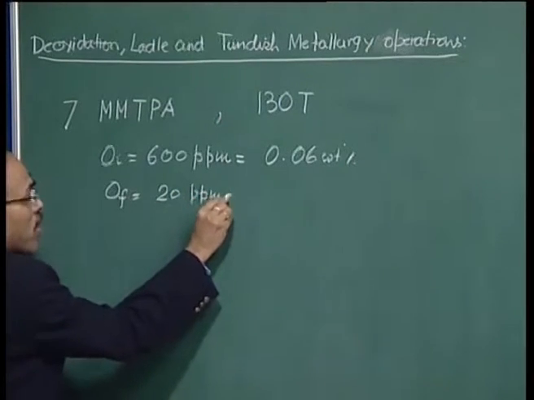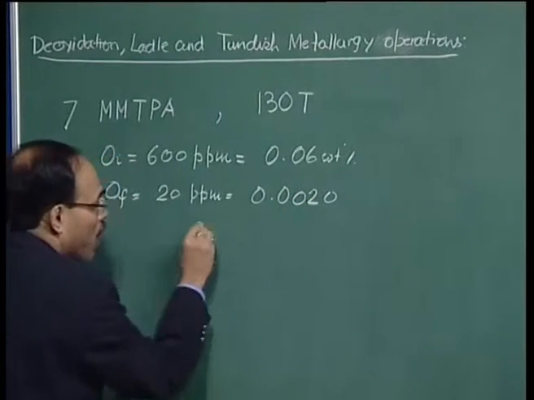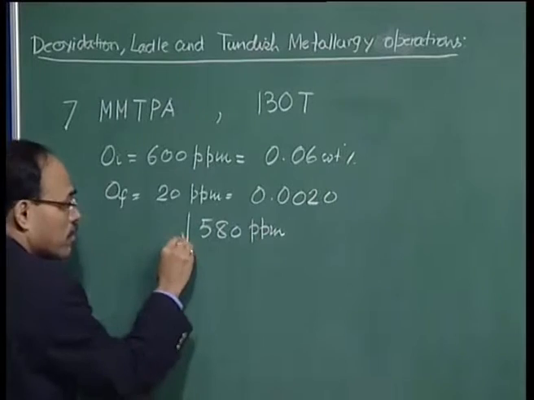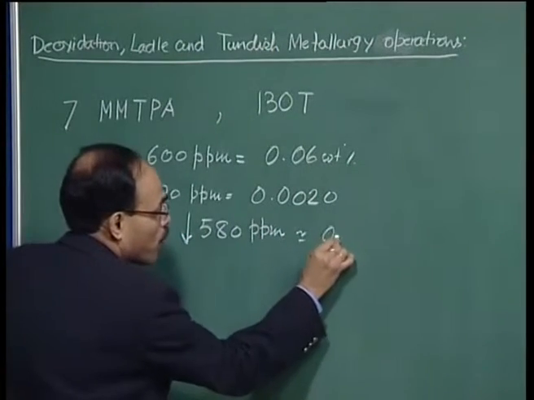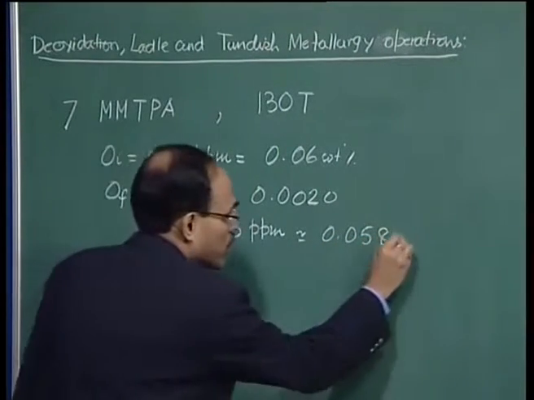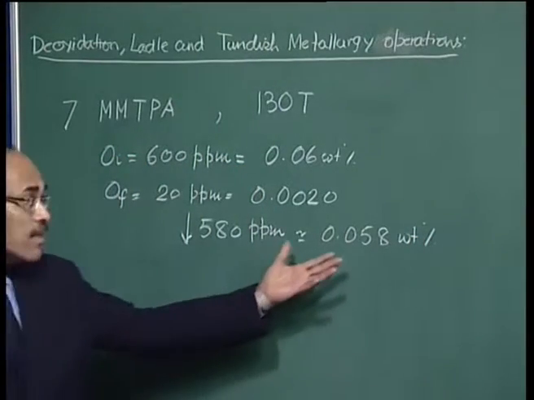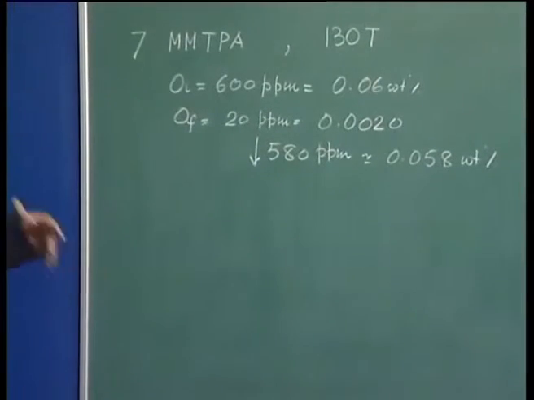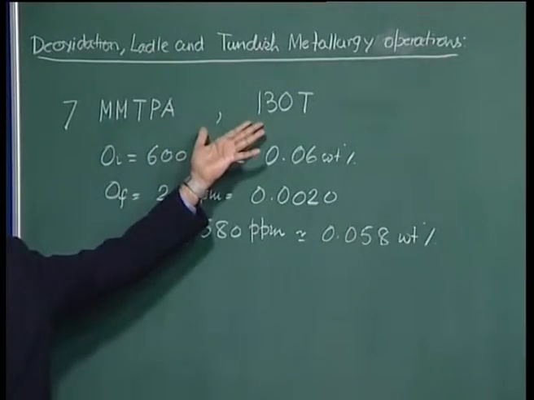That means we are removing 580 ppm of oxygen. That's what we are talking about, equivalent to about 0.058 weight percent. That is, in every 100 kg of molten metal there is about 0.058 kg of oxygen that is required to be removed. So you can imagine, with reference to a 130 ton ladle, the amount is going to be really huge.